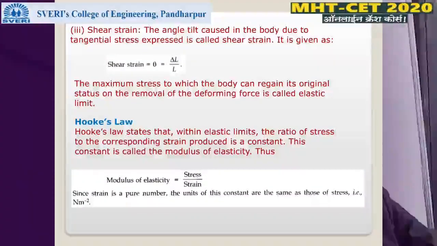Okay, now we move to next point, that is Hooke's law. So Hooke's law states that within elastic limit, the ratio of stress to the corresponding strain produced is a constant, or they are proportional to each other. So this constant is called the modulus of elasticity, and we are representing that as modulus of elasticity is equal to stress upon strain. Since strain is a pure number, the unit of the constant are the same, that is Newton per meter square. So this Hooke's law gives us idea about this modulus of elasticity.